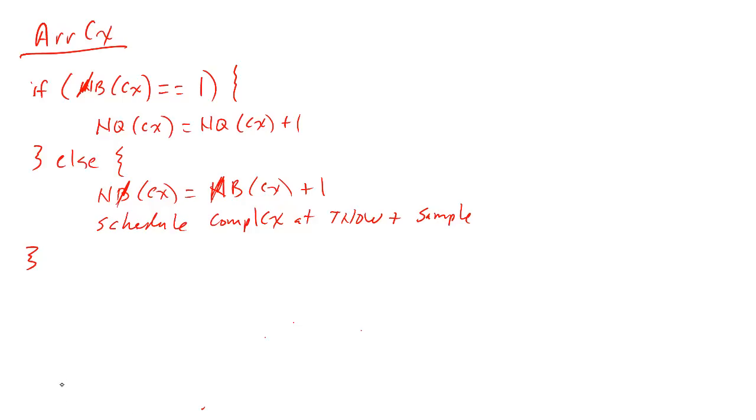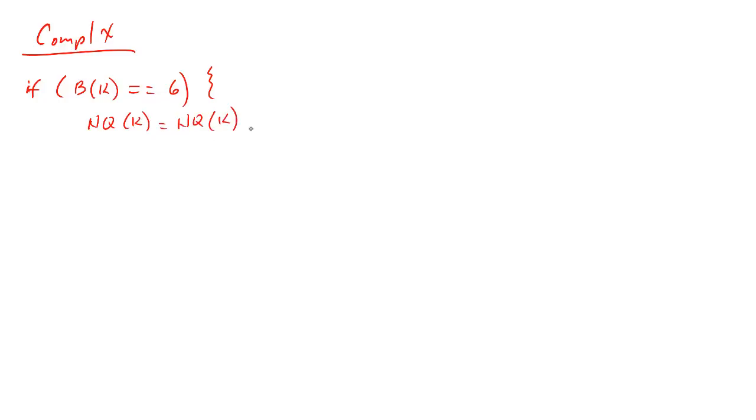And so as before, I'm going to use the generic definition, COMPLX, which will correspond to all three of our events, completion 1, completion 2, and completion 3. So the first thing we're going to do is say if BK is equal 6, then NQk equals NQk plus 1. In other words, the order gets in the kitchen line.